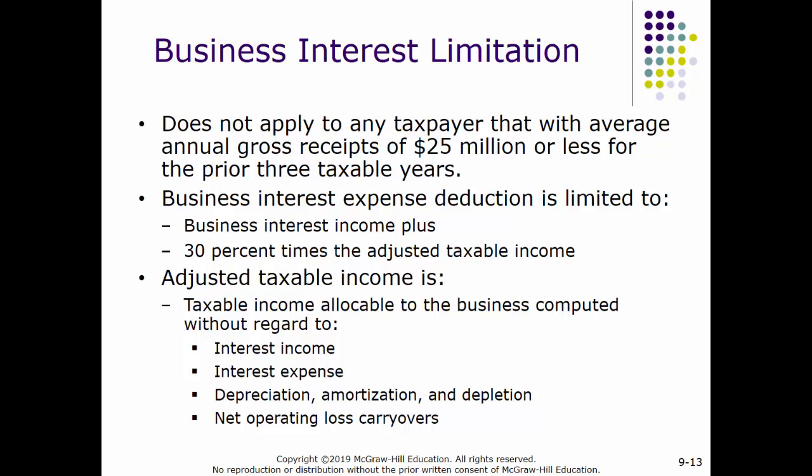Something new is the business interest limitation. This is new with the Tax Cuts and Jobs Act of 2017. For businesses that are large, which means that the average annual gross receipts for the past 3 years have been $25 million or more than $25 million, they are subject to this rule. But for businesses whose average annual gross receipts in the 3 prior tax years are $25 million or less, they are not subject to this rule.